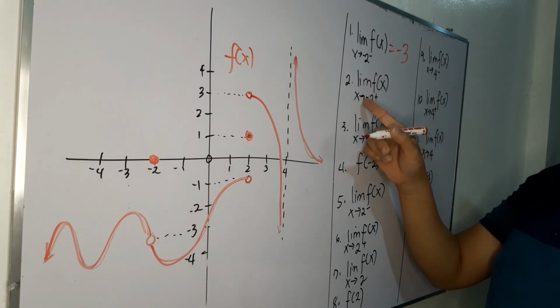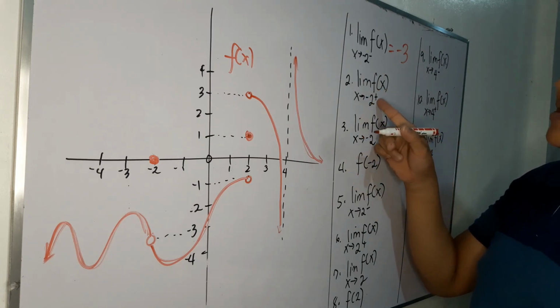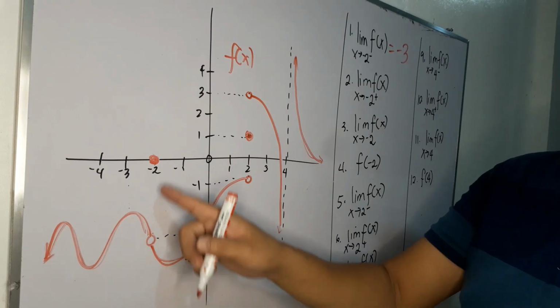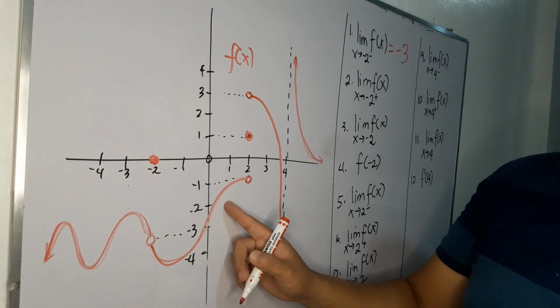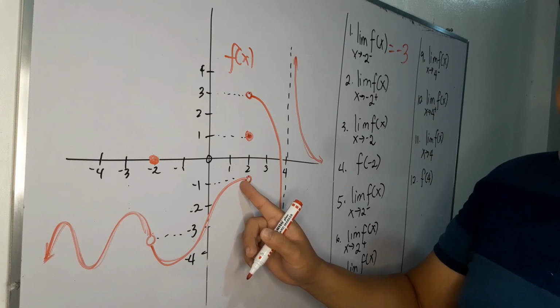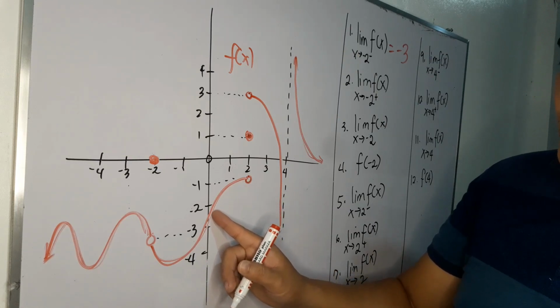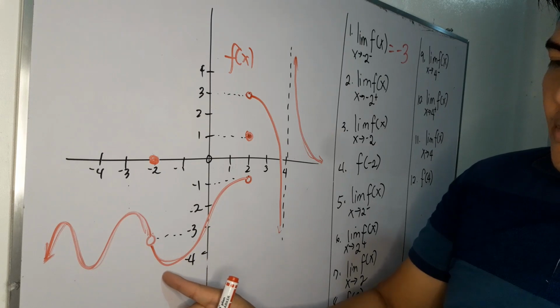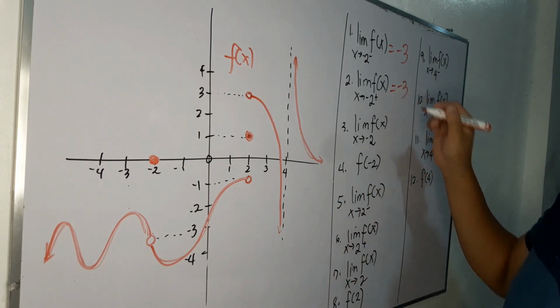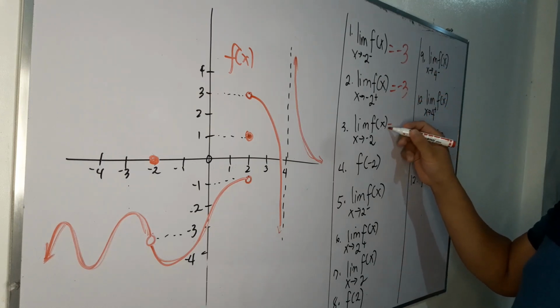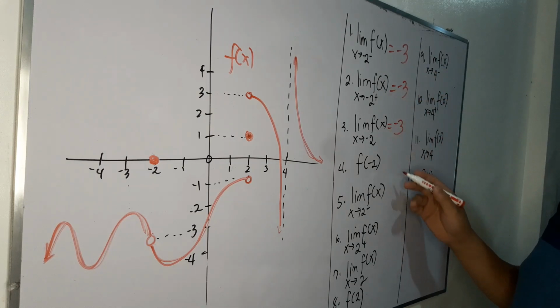Limit of f of x as x approaches negative 2 from the right. So same here, we approach negative 2, but this time from the right. So the y value here goes from negative 1 to negative 2 to negative 3 to negative 4 and goes up to negative 3. Since these two are the same, the two-sided limit is also negative 3.